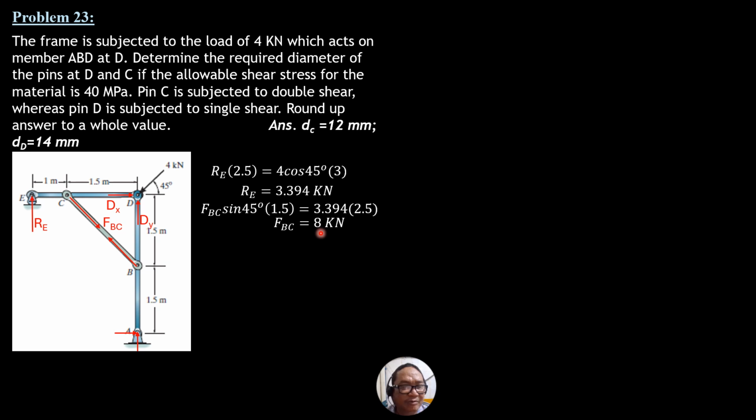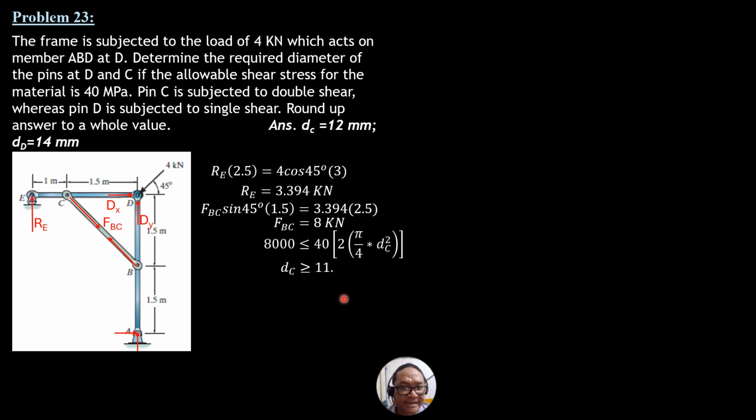So 8,000 newtons, 8 kilonewtons, equals allowable shear stress. So take note, it is mentioned here that C is in double shear. So we multiply the shear area of the bolt or the pin by 2. So 8,000 equals 40 megapascals times quantity 2 times pi over 4 diameter at C squared. So 8,000 should be less than 40 megapascals times the shear area of pin C in double shear, so that's why times 2.